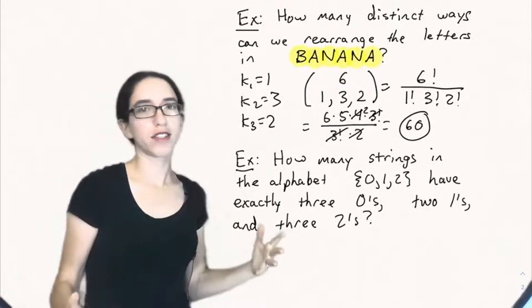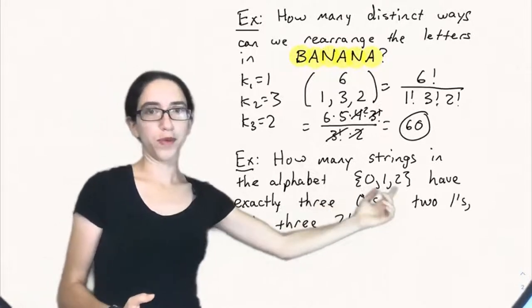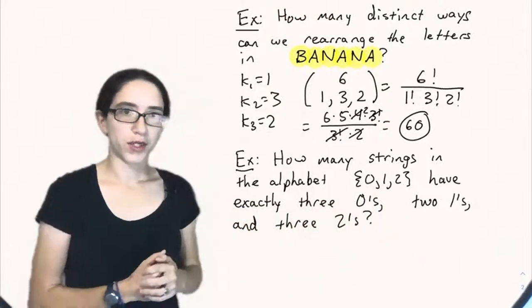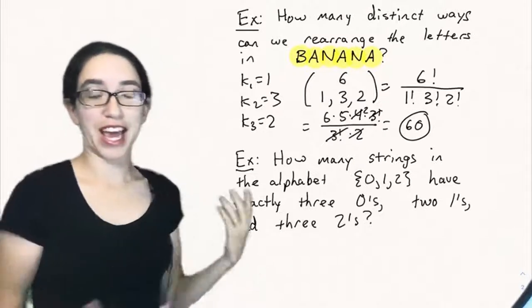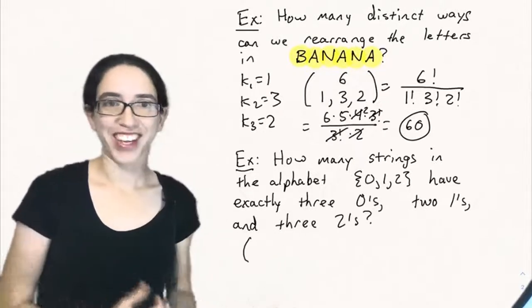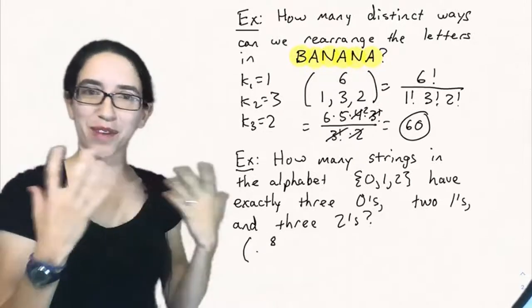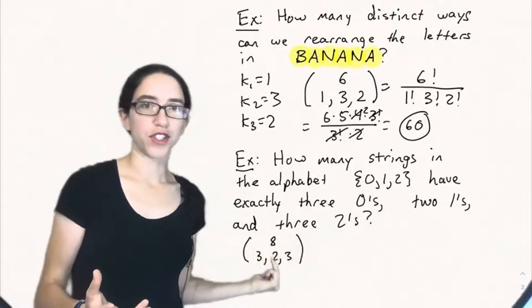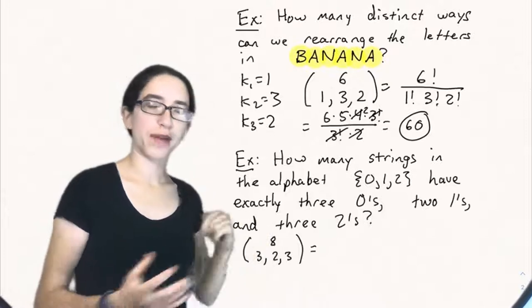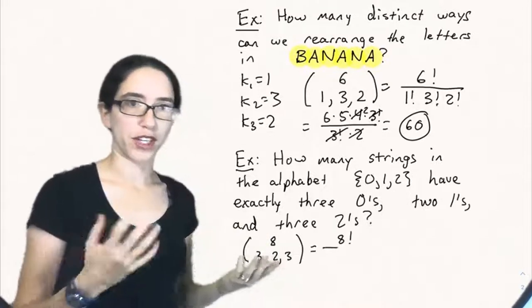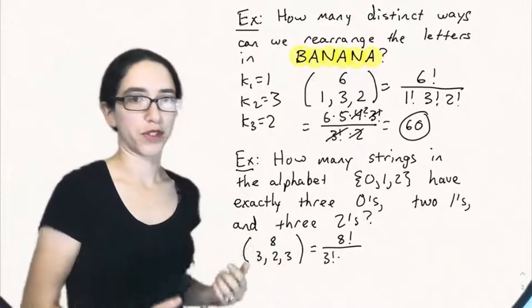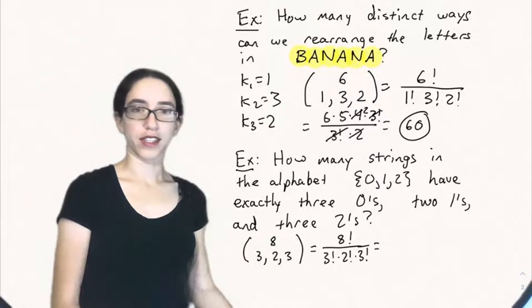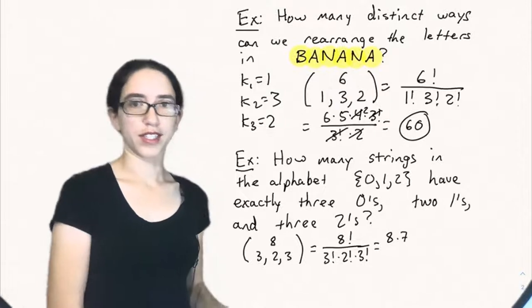How many strings in the alphabet 0, 1, and 2 have exactly 3 zeros, 2 ones, and 3 twos? So this is similar to banana, except instead of B, A, and N, we have 0, 1, and 2. And so you can think, how many total letters are there? 3 plus 2 plus 3 is 8. So 8 choose 3, 2, 3 is going to be 8 factorial divided by 3 factorial times 2 factorial times 3 factorial. And after canceling some factorials, let's see what this is.